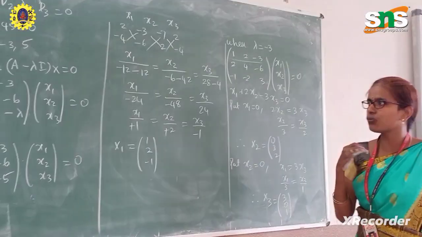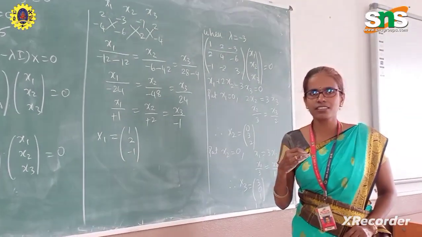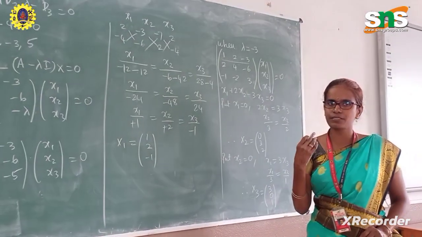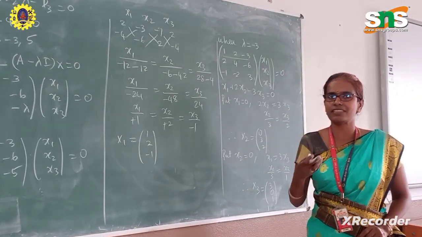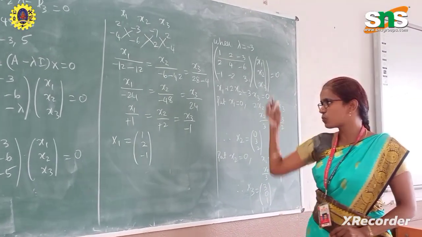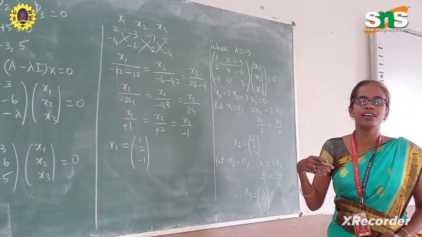Now we got 3 eigenvectors. If the matrix is not symmetric, and the eigenvalues are repeated, repeated means this way I want to find the eigenvector.